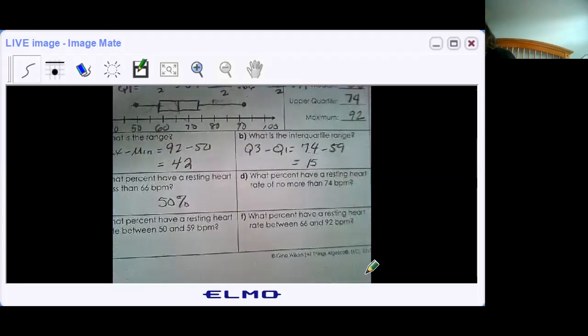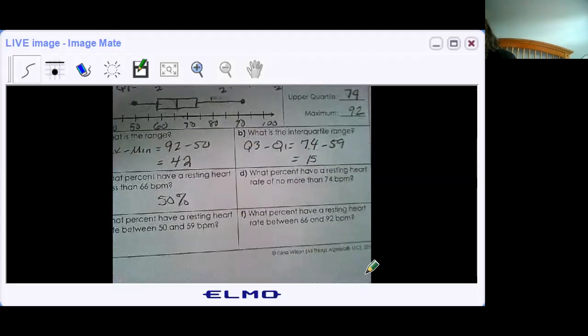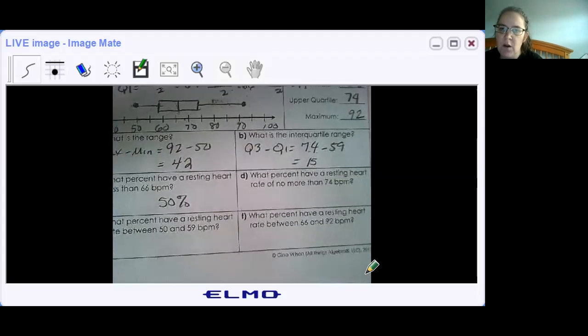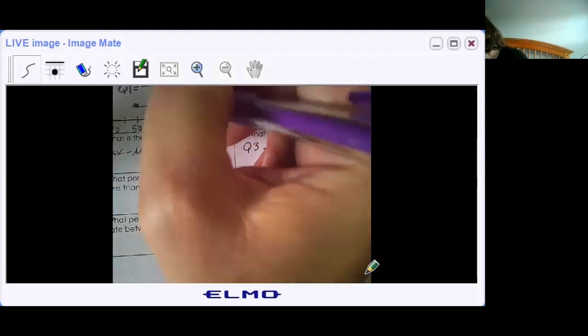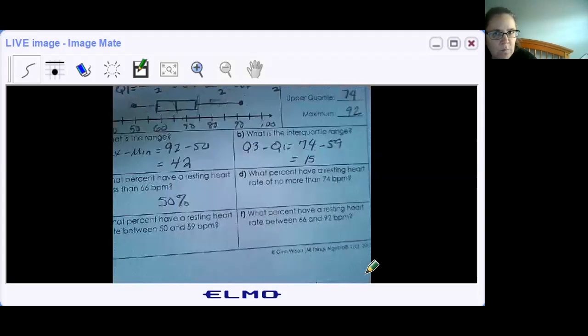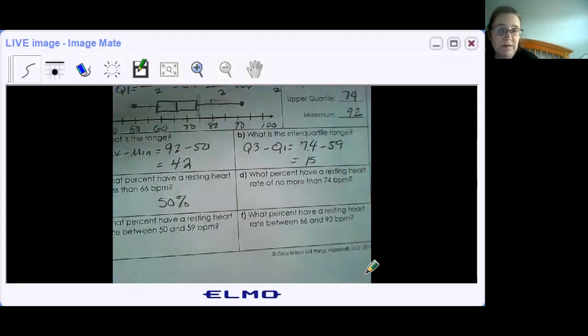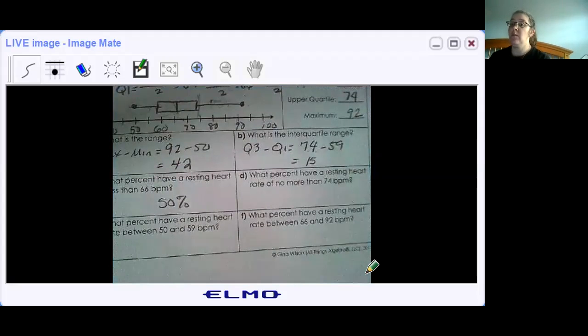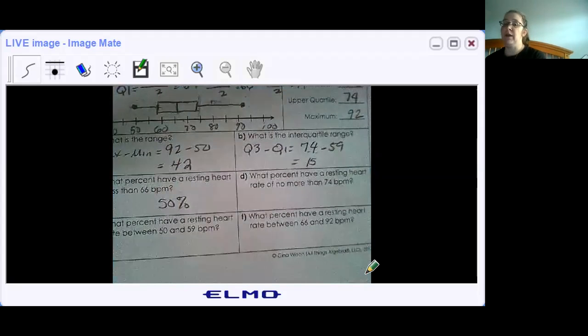So now let's look at the next one. What percent have a resting heart rate of no more than 74 beats per minute? Well, 74 beats per minute is here. It's Q3. Now, if it says no more than 74 beats a minute, am I talking about smaller than 74 or bigger than 74?